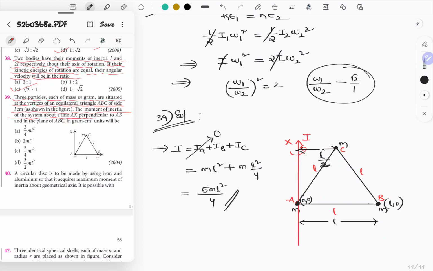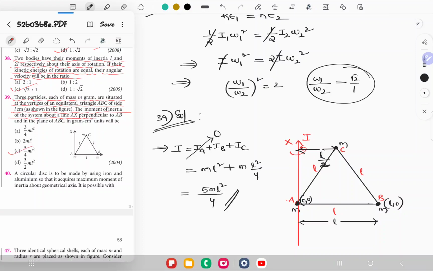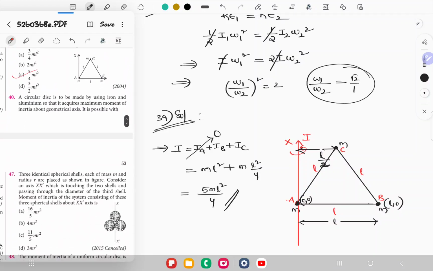This is the answer. Which option matches? Option C is the correct option for 39. Is it clear? Super.